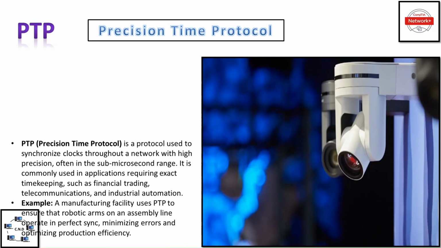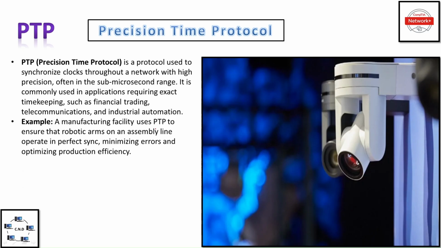PTP, that is Precision Time Protocol. So PTP, Precision Time Protocol, is a protocol used to synchronize clocks throughout a network with high precision, often in the sub-microsecond range. It is commonly used in applications requiring exact timekeeping, such as financial trading, telecommunications, and industrial automation. For example, a manufacturing facility uses PTP to ensure that robotic arms on an assembly line operate in perfect sync, minimizing errors and optimizing production efficiency.